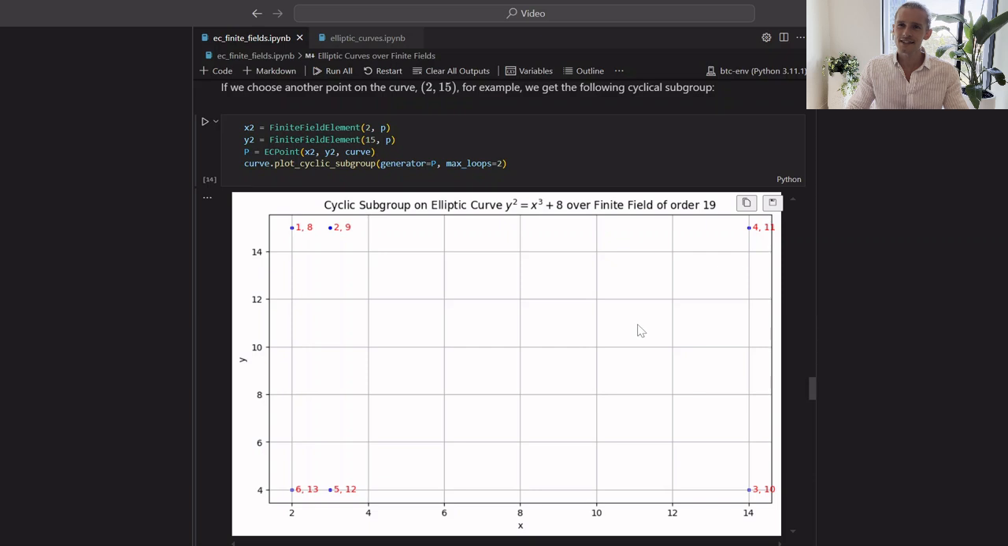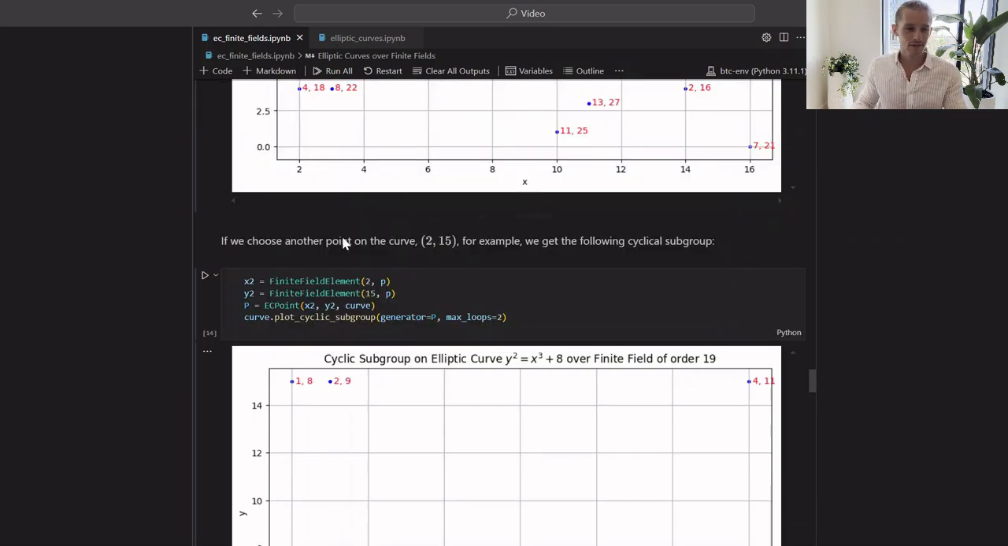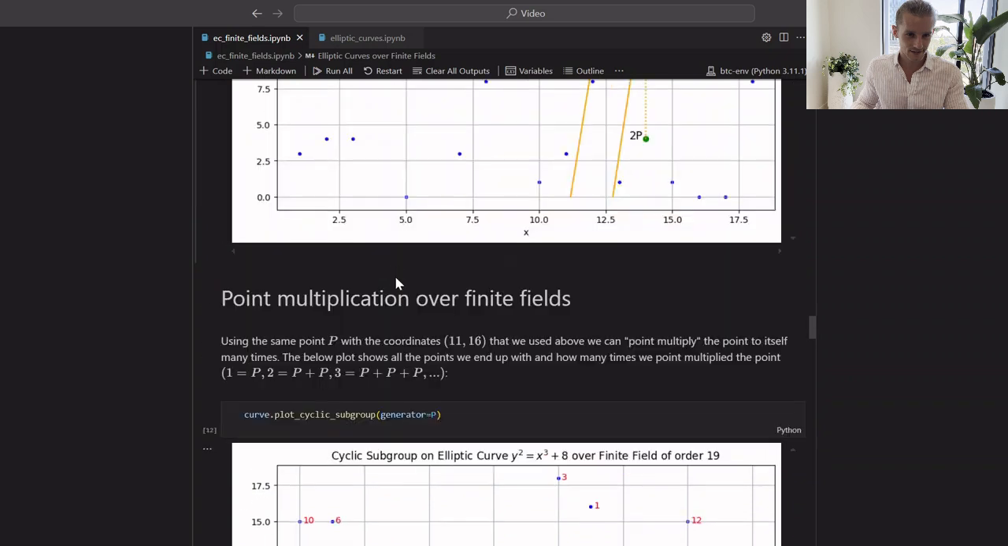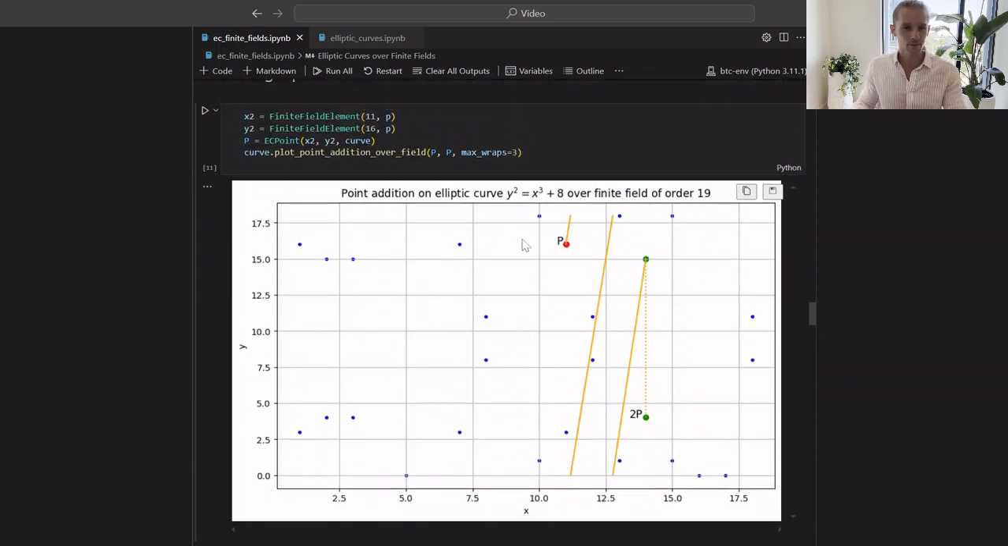And why does this happen? Well, the reason is that, like I said, each point on the elliptic curve over the finite field has its own order, and that order can be different to the order of all of the points that fall on the elliptic curve over the finite field. So the original curve that we had here, let's look at that, has a certain order, which isn't actually 19. That's the order of the finite field.